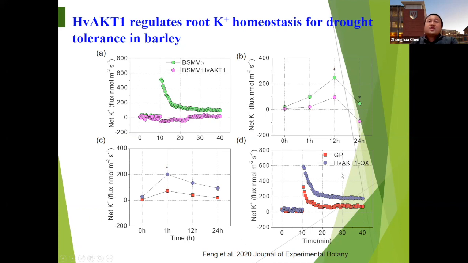For the overexpressing line, potassium flux has been slightly improved, although the Golden Promise, which is the wild type, also shows some pretty significant potassium influx under PEG treatment.